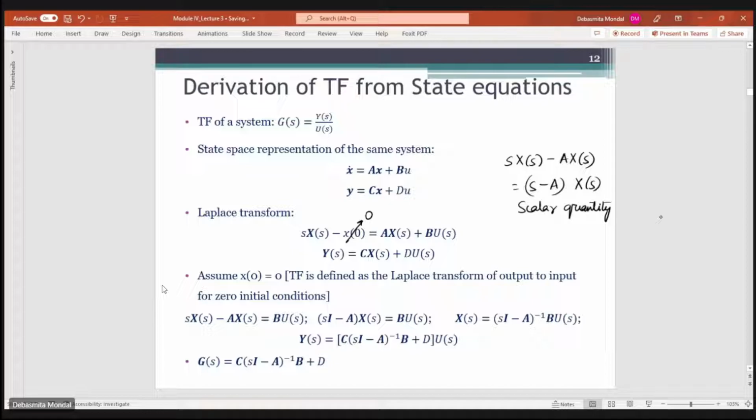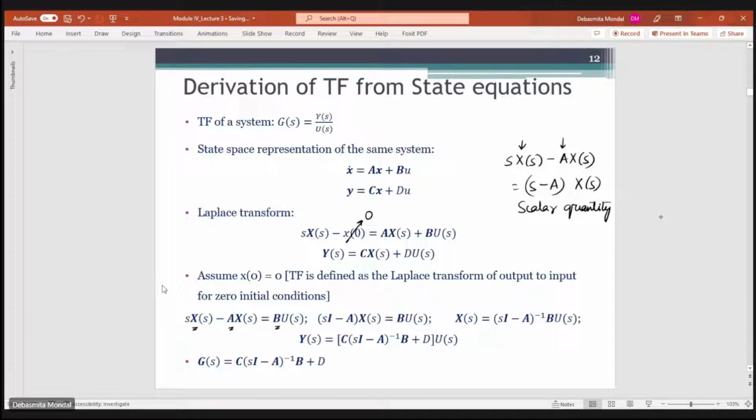But now, in the case of a state space representation, X(s), A, B are all vectors and matrices, right? So we cannot simply write s minus A, we have to multiply s with an identity matrix. So it will be (sI minus A) X(s) equals B U(s). From here you can write that X(s) will be equal to (sI minus A) inverse, the inverse of this matrix, multiplied by B into U(s), correct?